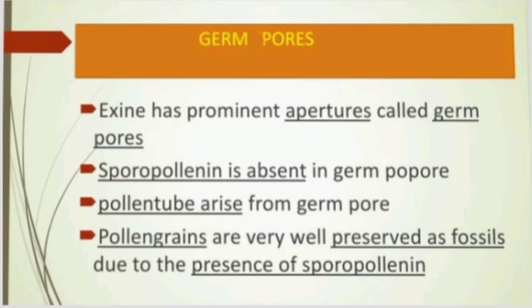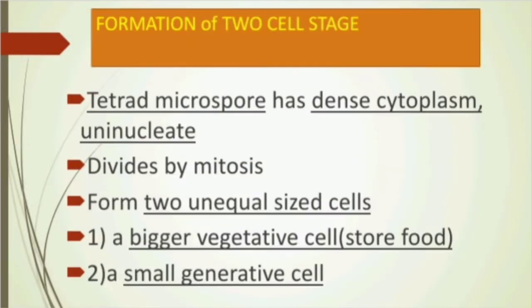that time also we are able to see the presence of pollen grains. Why? Because pollen grains have a certain ability to withstand adverse conditions, so they are preserved as fossils due to the presence of sporopollenin. So that is the significance of sporopollenin. Clear? So now we're going to switch over to the formation of the two cell stage.